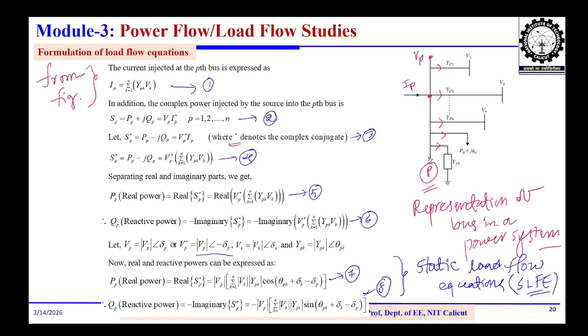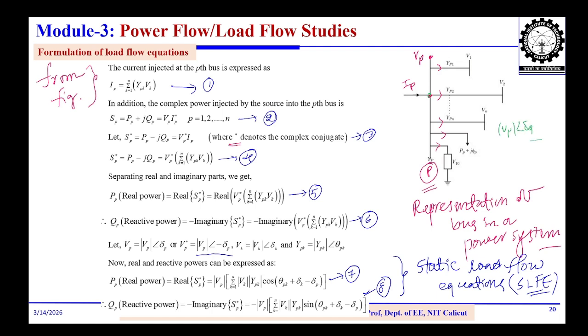First, the simple bus representation in power systems. Let's consider a bus indicated as P. The current passing through that bus is IP, from incoming current to outgoing current. The voltage at the particular bus is VP, which has a magnitude of VP at an angle of delta P. So we can represent each bus this way.